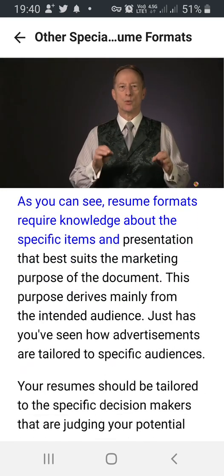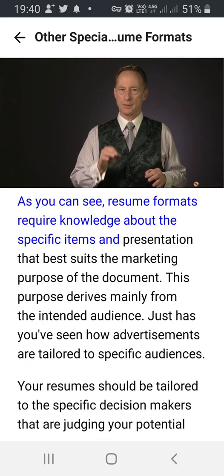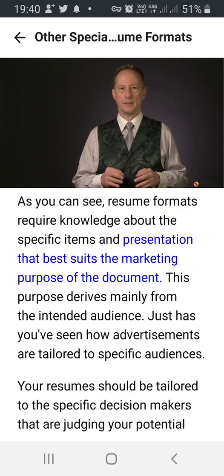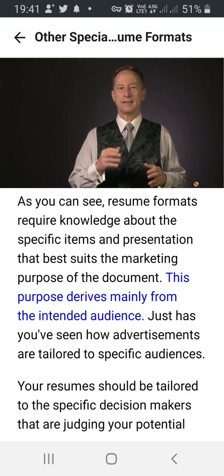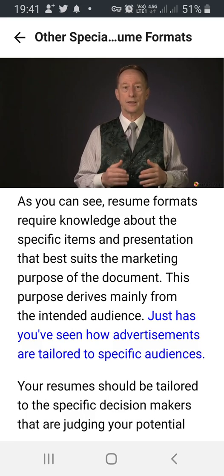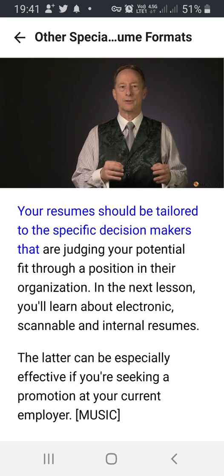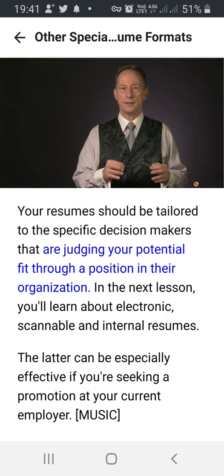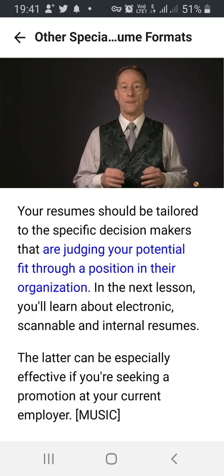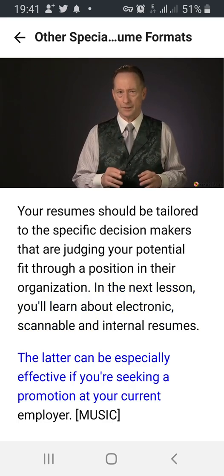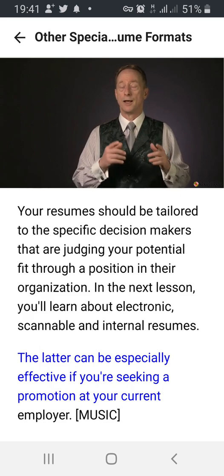As you can see, resume formats require knowledge about the specific items and presentation that best suits the marketing purpose of the document. This purpose derives mainly from the intended audience. Just as you've seen how advertisements are tailored to specific audiences, your resumes will be tailored to the specific decision makers that are judging your potential fit to a position in their organization. In the next lesson, you'll learn about electronic, scannable, and internal resumes. The latter can be especially effective if you're seeking a promotion at your current employer.